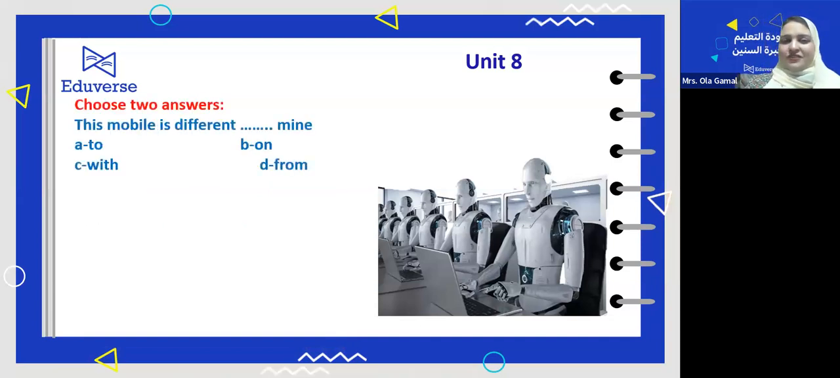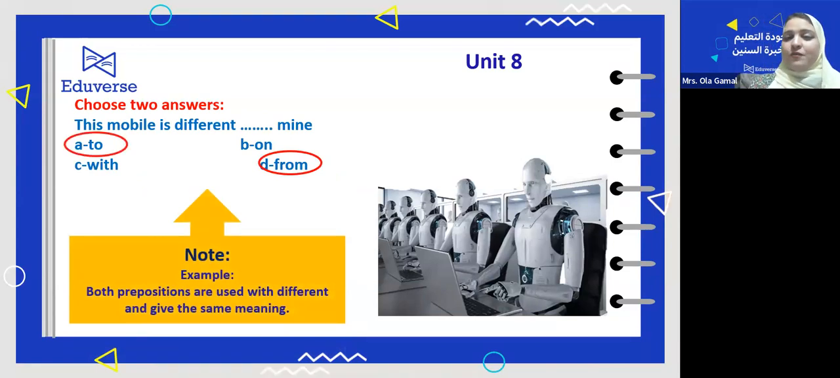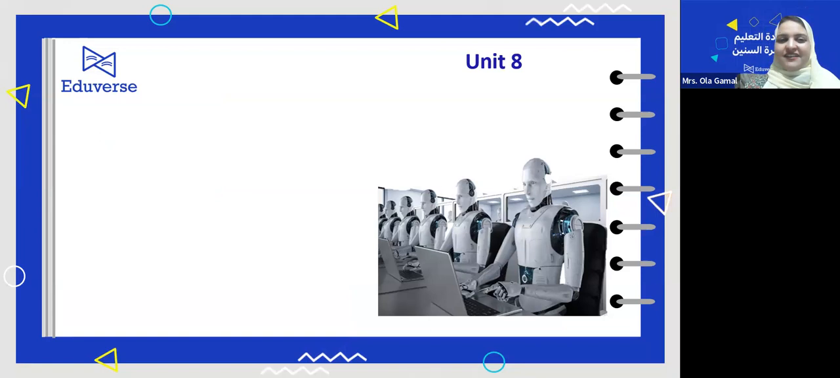Now we're going to choose two answers here. This mobile is different mine. What are the two prepositions? Different from, and different to. Different from and different to. Yes, excellent. So both prepositions are used with different and they give the same meaning.